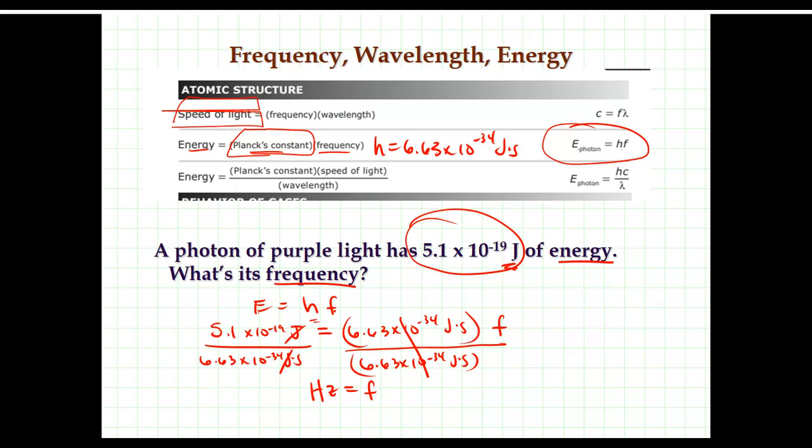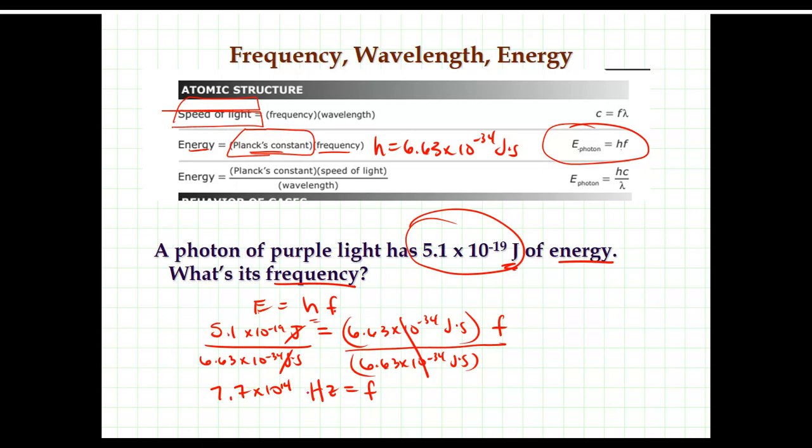5.1 times 10 to the negative 19 divided by 6.63 times 10 to the negative 34 gives me 7.7 times 10 to the 14th hertz.